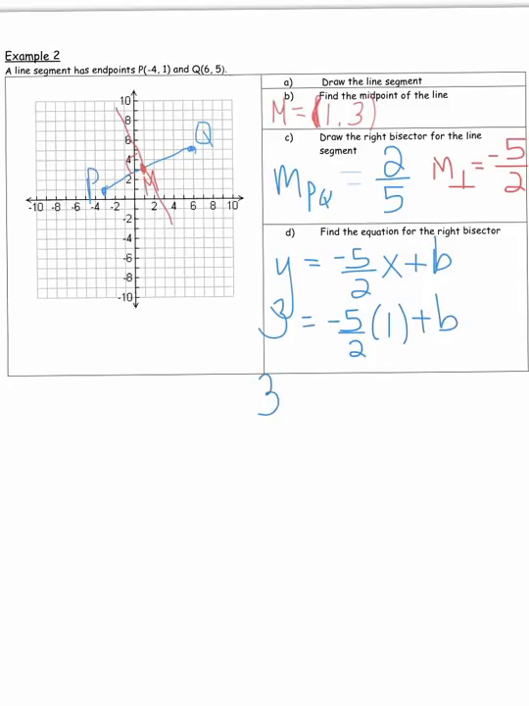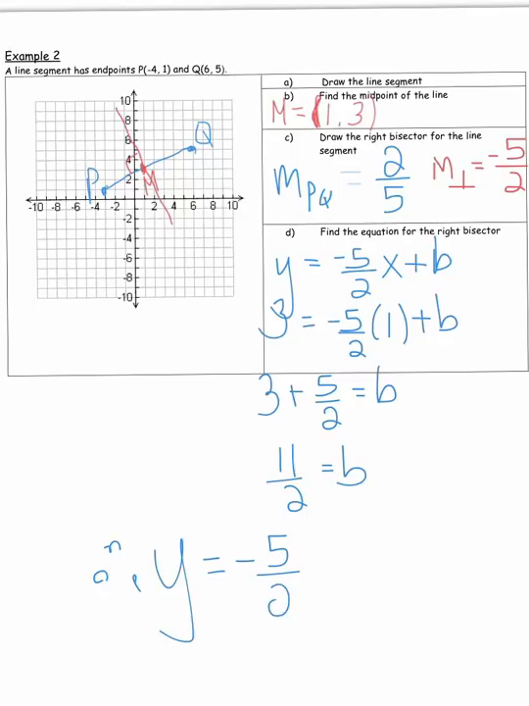So b is 3 plus 5 over 2, which ends up being 11 over 2 for b. And therefore, the equation of the right bisector is y equals -5 over 2 x plus 11 over 2.